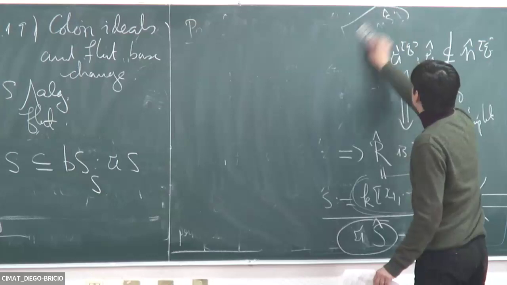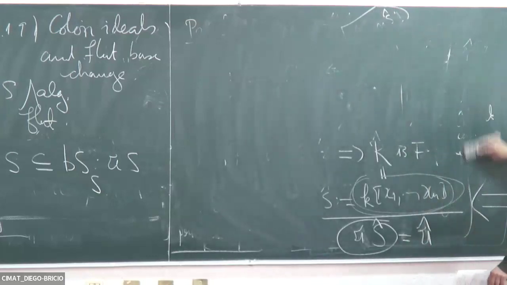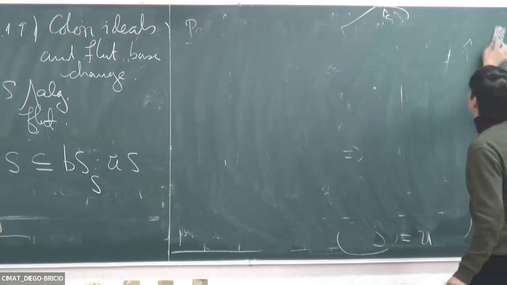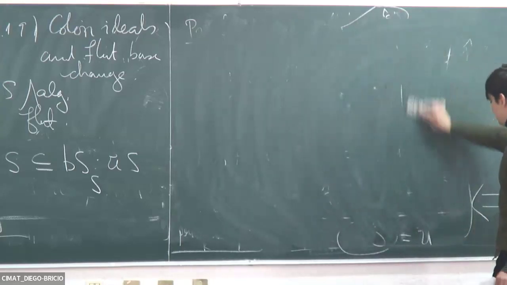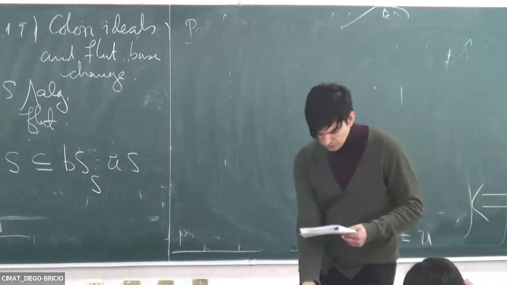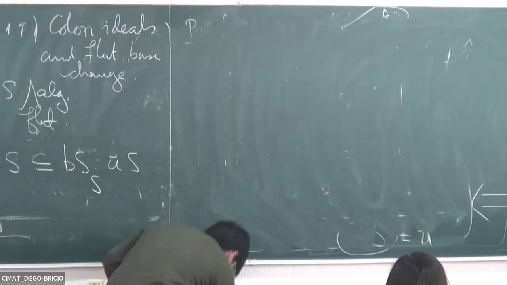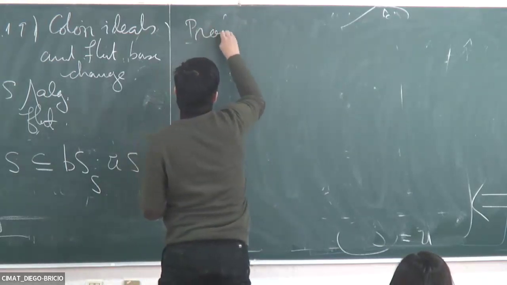So I'm going to let you read in the notes the proof I was talking about, and how you compute the colon ideal in Fedder's condition when you have a regular sequence. I don't think we have time to cover it, so I'm just going to let you read it. So how do you prove this? Proof.